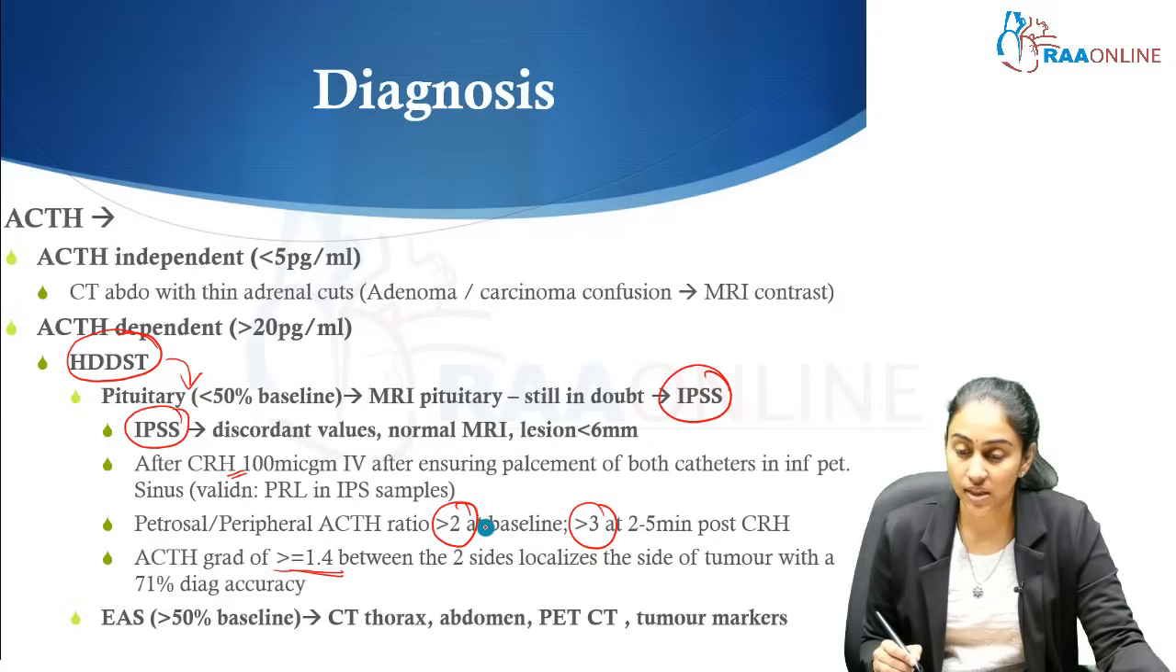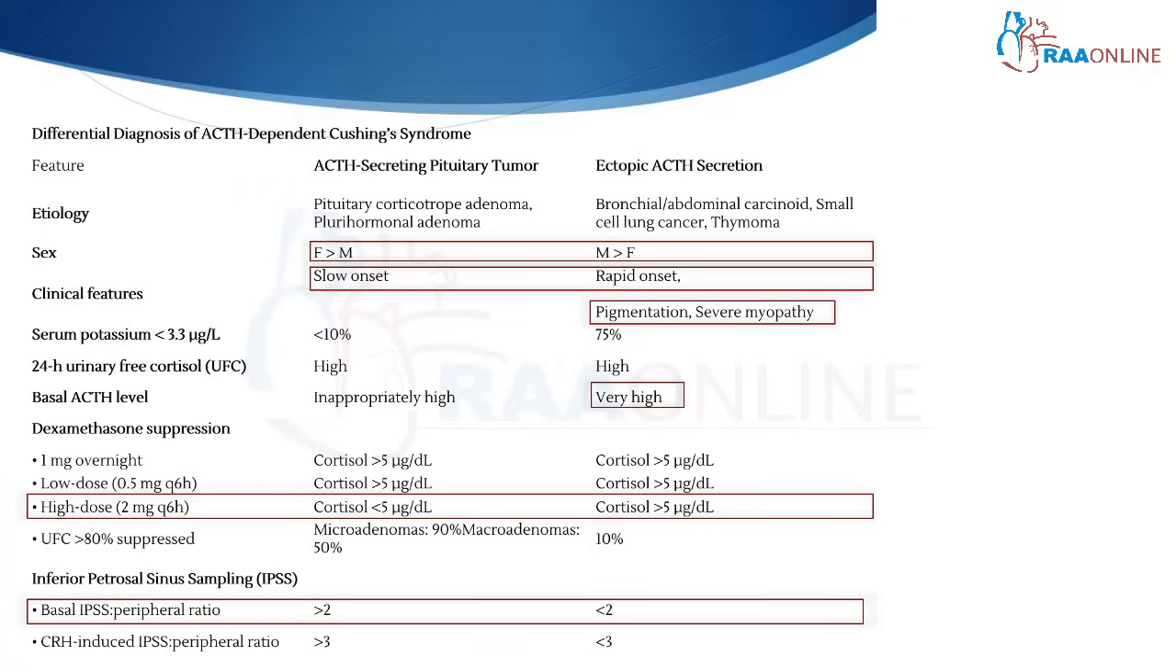Now, during the high dose dexamethasone suppression test, if there is inadequate suppression of the cortisol, then the problem is ectopic ACTH secretion. So you will have to hunt for the tumor with CT or PET-CT. So, how do you differentiate between pituitary Cushing's disease and ectopic ACTH secretion? First and foremost, pituitary Cushing's is more common in females, but ectopic ACTH secretion is more common among males.